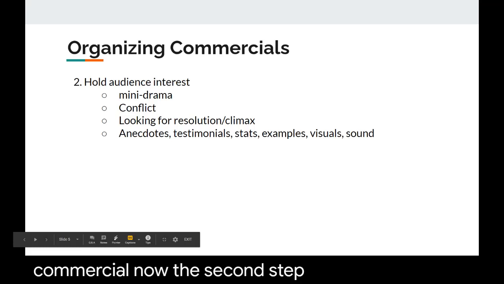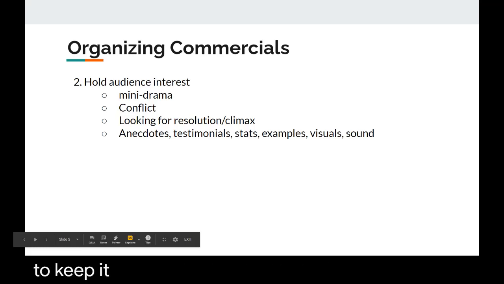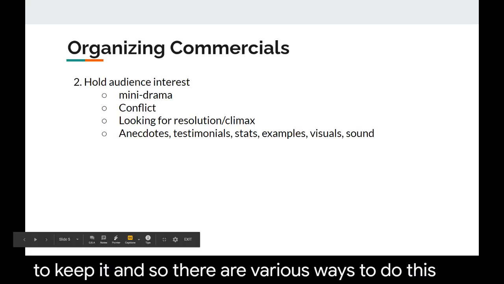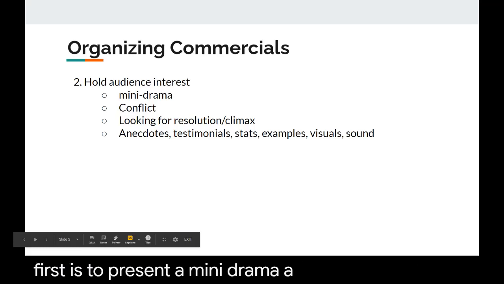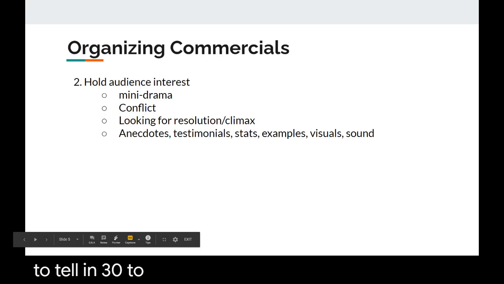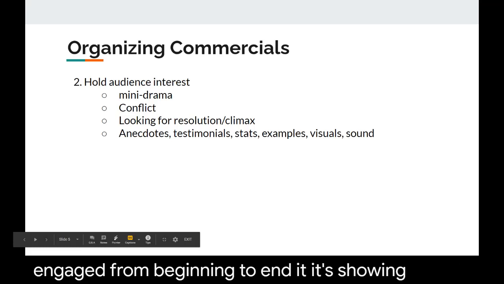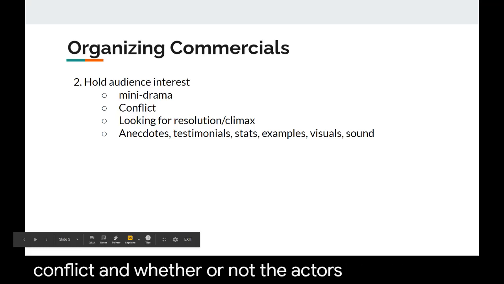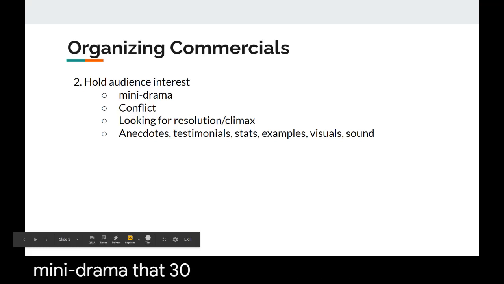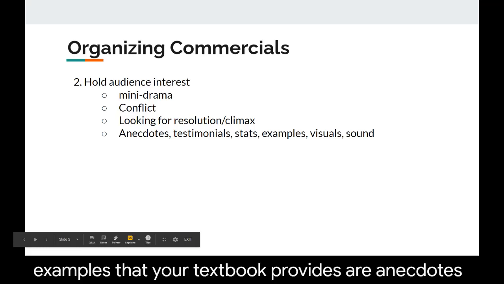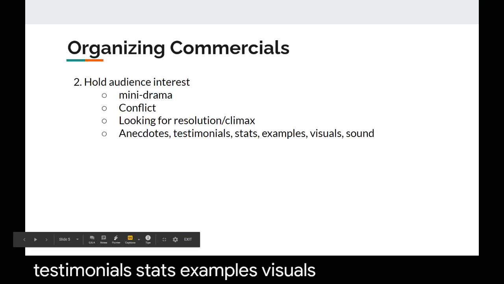Now, the second step in organizing persuasive commercials is to hold the audience's interest. So once you get their attention, now you have to keep it. And so there are various ways to do this. The first is to present a mini drama, a story that you're able to tell in 30 to 60 seconds that keeps the audience engaged from beginning to end. It shows conflict and whether or not the actors within that 30-second commercial are going to get the resolution or climax that they need. Other examples that your textbook provides are anecdotes, testimonials, stats, examples, visuals, and sounds.